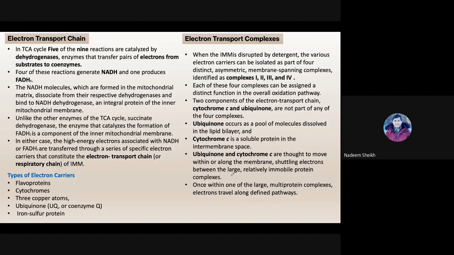Now coming to electron transport chain. अभी मैंने सिंपल एक प्रोसेस की बात की है that how the gradients are produced. Electron transport chain के ऊपर as you know there are different proteins and different cytochromes. If we look at the electron transport chain, we have the flavoproteins, cytochromes, copper atoms, coenzyme Q or ubiquinone, and iron sulfur proteins. These are the components of any electron transport chain. लेकिन हम इनको separately study नहीं करते.